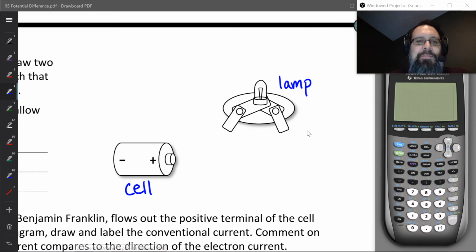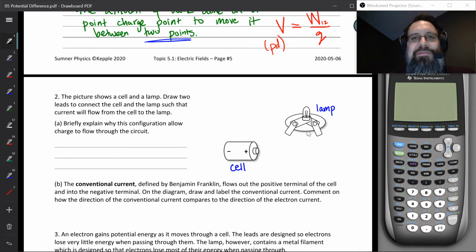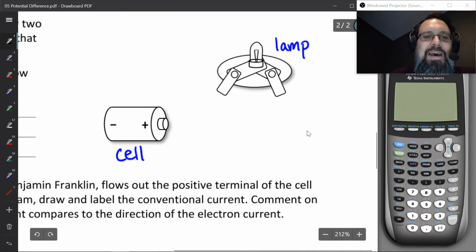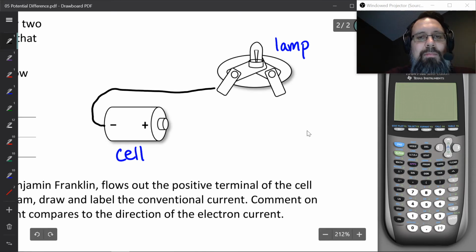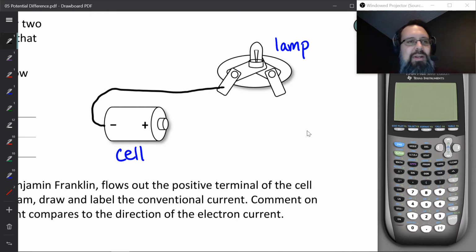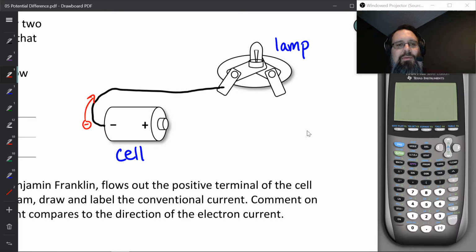So cell and lamp. All right, what I want to do is draw 2 leads, which is a fancy way of saying wire, to connect the cell and the lamp such that current will flow from the cell to the lamp. So if I draw a lead, I need to get electrons to this lamp, I need to get current to flow to this lamp. So you might think I just need to take a wire from here and go to there and connect it right there. So that's going to push negative charges, right? Because if I had a negative charge right here, there's negative here, so it would get pushed this way, right? Or would it?